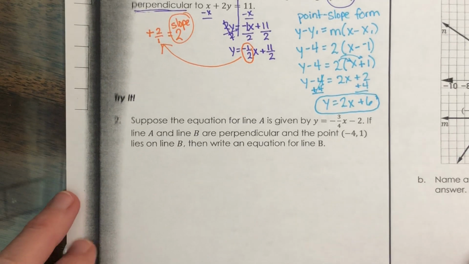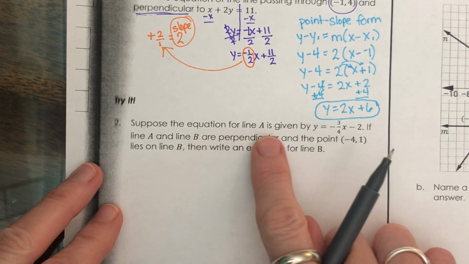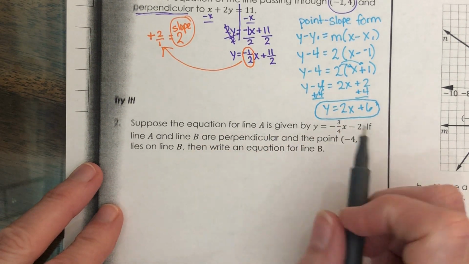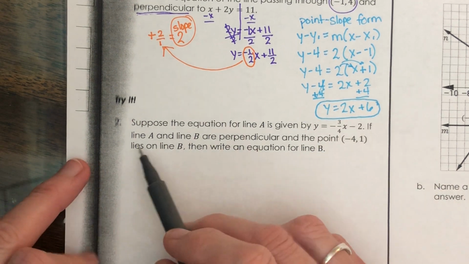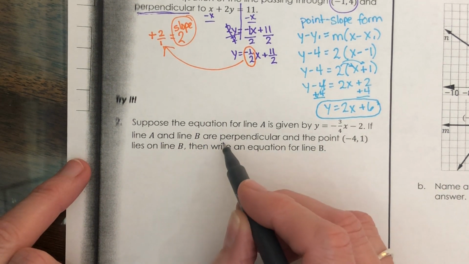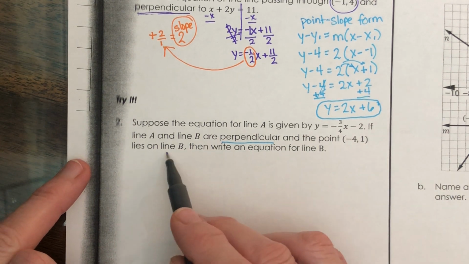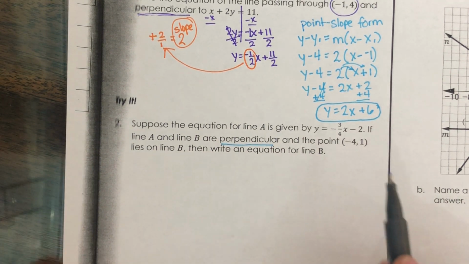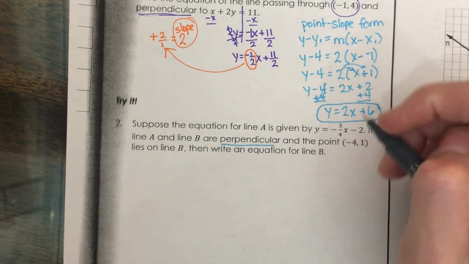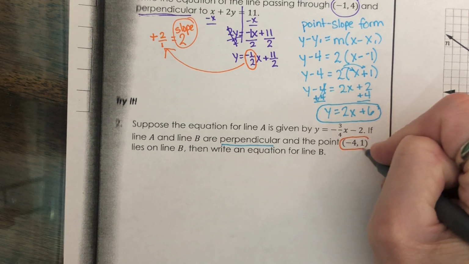All right, let's try another one. Suppose the equation for line A is given by this. Ooh, it's in slope-intercept form. That's nice. If line A and line B are perpendicular and the point negative 4, 1 lies on line B, then write an equation for line B. Okay, so we are going to use point. There it is. That's our point.